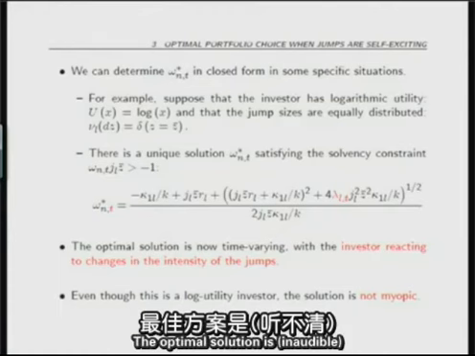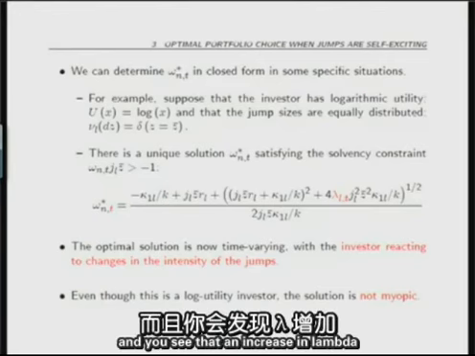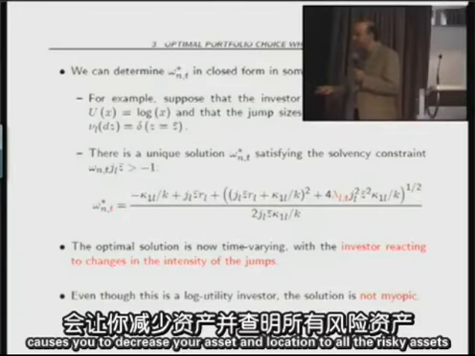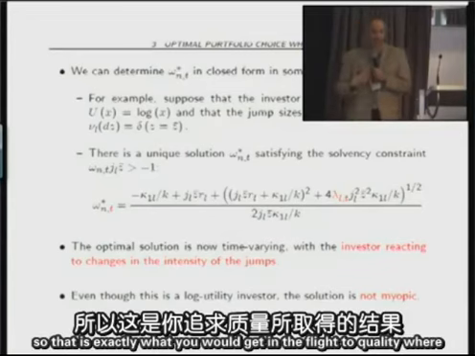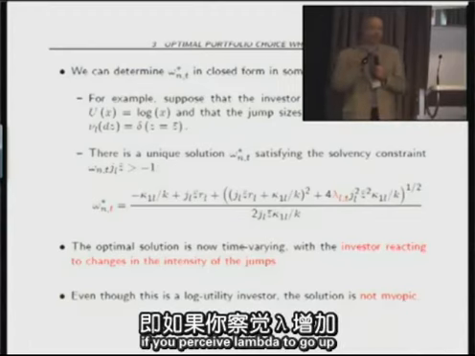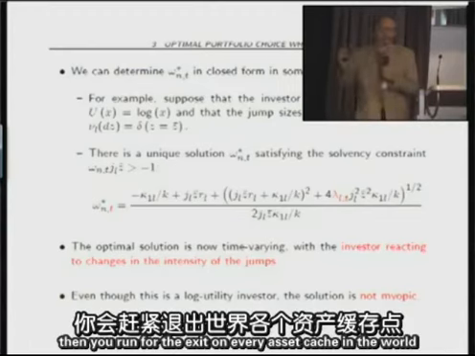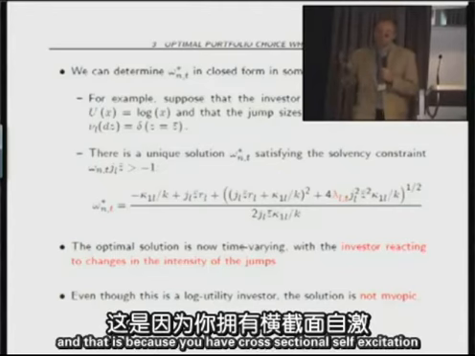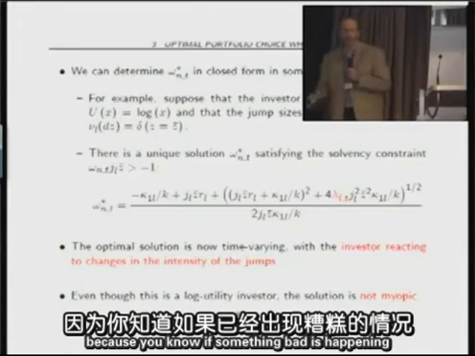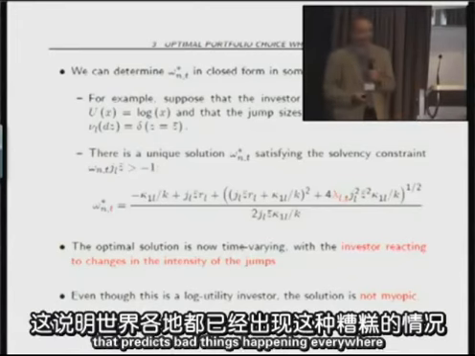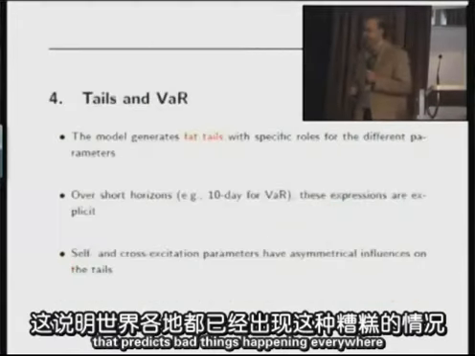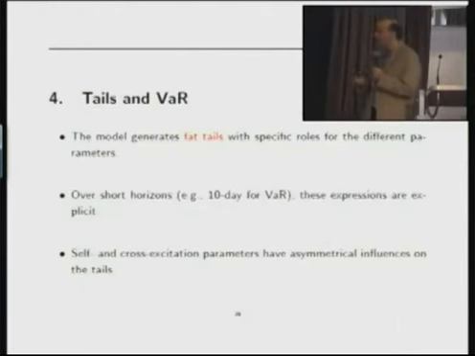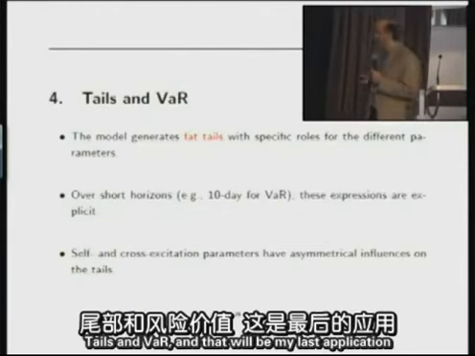If Z bar, the average jump size, is negative, you see that an increase in lambda causes you to decrease your asset allocation to all the risky assets. So that's exactly what you would get in a flight to quality, where if you perceive lambda to go up, then you run for the exit on every asset class in the world. And that's because you have cross-sectional self-excitation, because you know that if there's something bad happening here, that predicts bad things happening everywhere. Okay, tails and VaR, and that will be my last application.